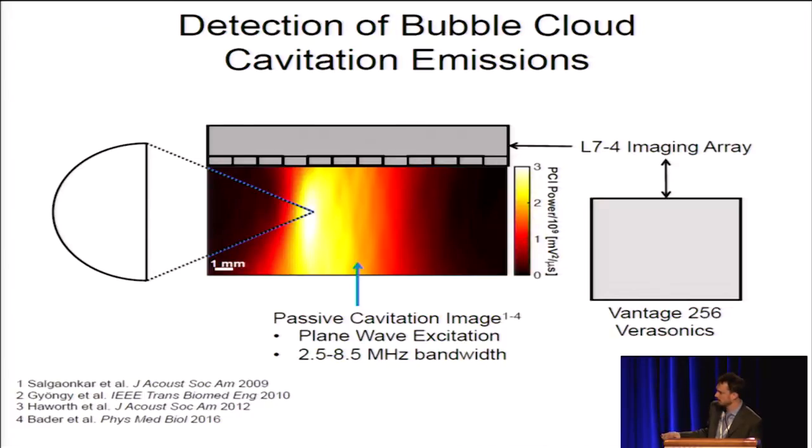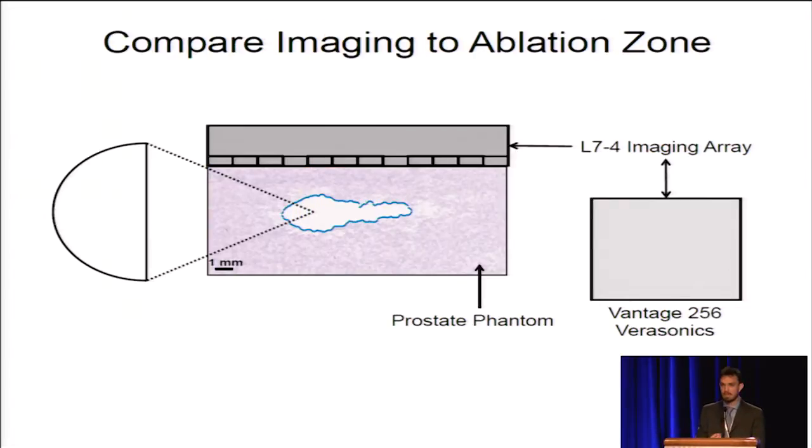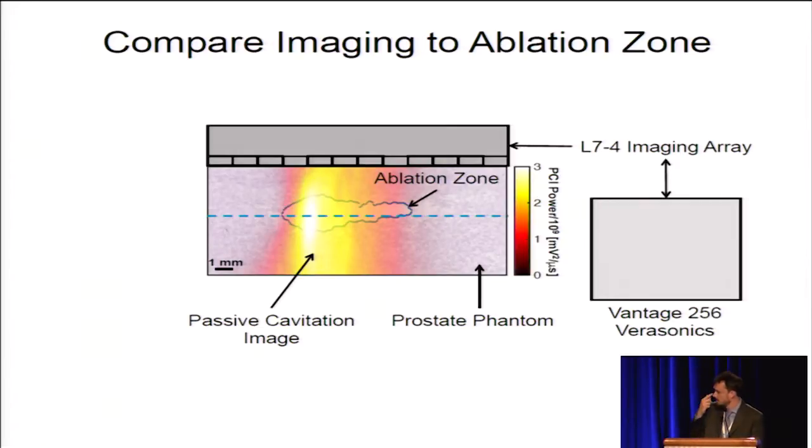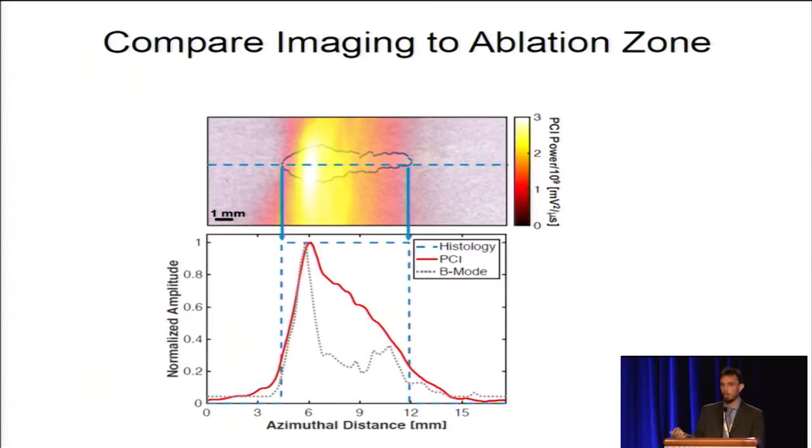At each location in this image, the pixel intensity is proportional to the power of the acoustic emissions, which again is a nice surrogate for the power of the mechanical action of the bubble cloud on the tissue. We would then co-register either our passive cavitation or B mode images with the phantom histology, an example of which is shown here. This is a composite image of the passive cavitation image and the phantom histology. We would then compare the pixel intensity or grayscale value of our passive cavitation or B mode images, respectively, along an axial slice through the ablation zone of the phantom histology to reduce this to a one-dimensional problem.